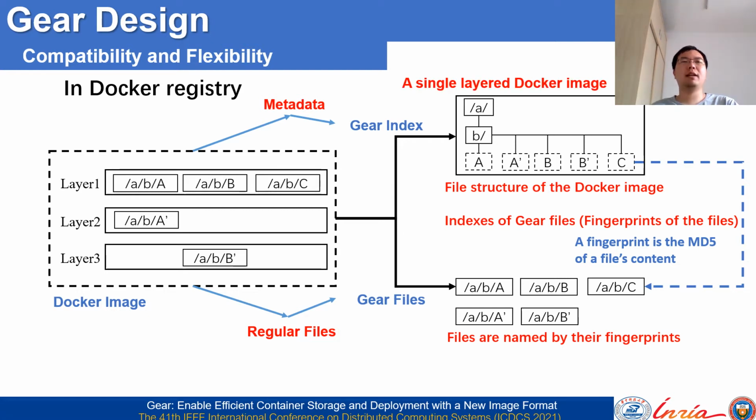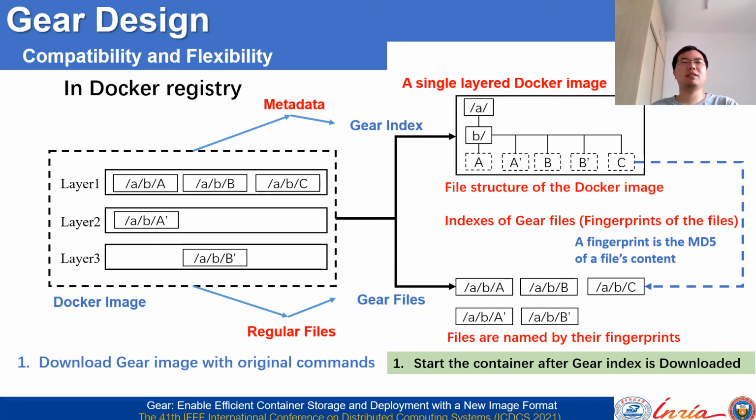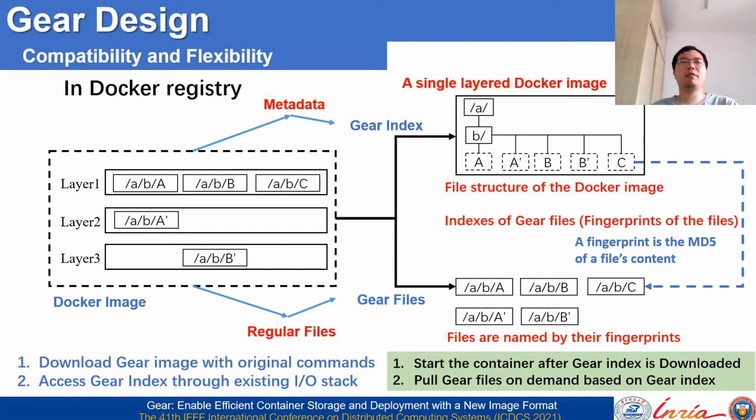The GEAR index is stored in a single-layered Docker image. In this way, we can download the GEAR index to the client with the original Docker commands. After the GEAR index is downloaded, we start the container with the GEAR index and access the GEAR index with the existing I/O-stack. Then the GEAR files are lazily downloaded when they are required, based on the fingerprints in the GEAR index.